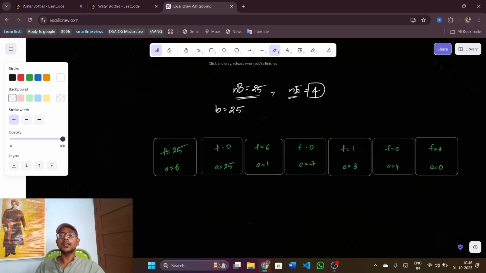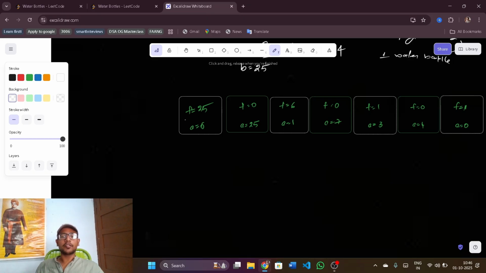Now let us look at this example where num bottles are 25 and num exchange is 4, nothing but giving 4 empty water bottles. 4 empty bottles will give you one water bottle, right? Now, let us see. Here, F, filled water bottles, are 25. Empty are 0 initially.